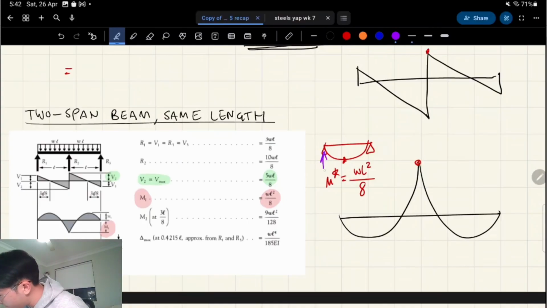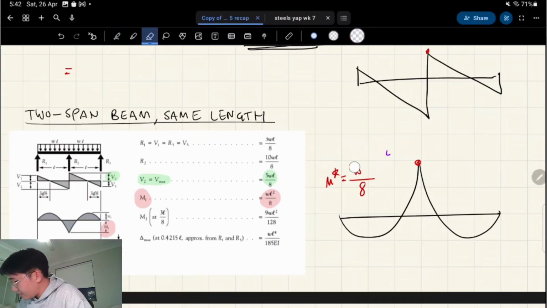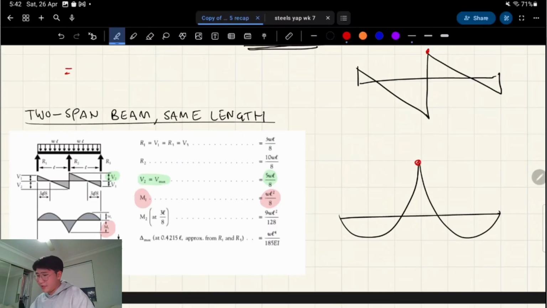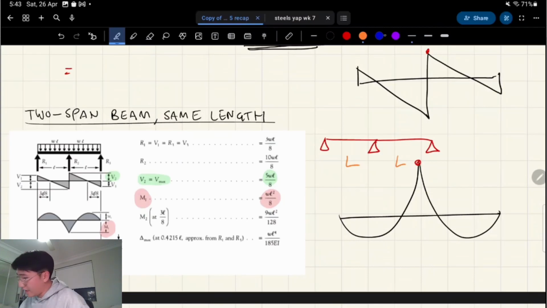Because it's a simply supported beam, these values are like WL on 2 for the reactions. Basically, there's a similar scenario when you have a uniformly distributed load over a continuous beam where the two spans are the same. There's a uniform load over it, which is the case for WG and WQ for us, so we're allowed to use these formulas that you can see on the left here.